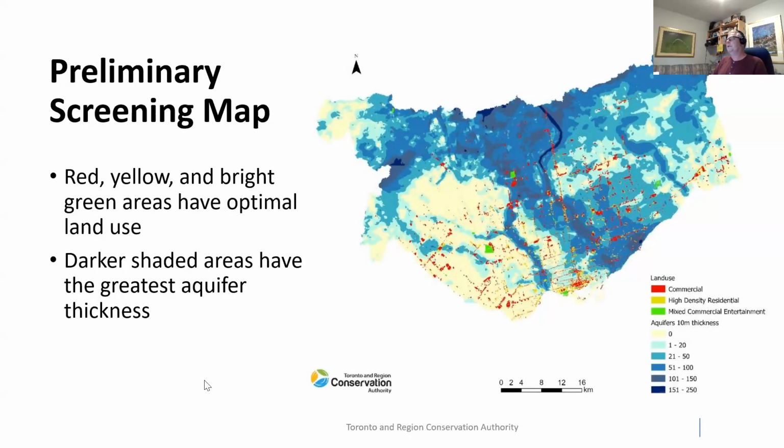And without further ado, here's our preliminary screening map. It doesn't look very pretty at this point. We may be looking at changing some of the colors around to make it a bit more aesthetically pleasing. But essentially the darker areas are areas where we have the best aquifer potential. And the brighter areas in green here are areas with mixed commercial, entertainment, and high density residential in yellow, and red and commercial, that have the best chance for larger scale systems.